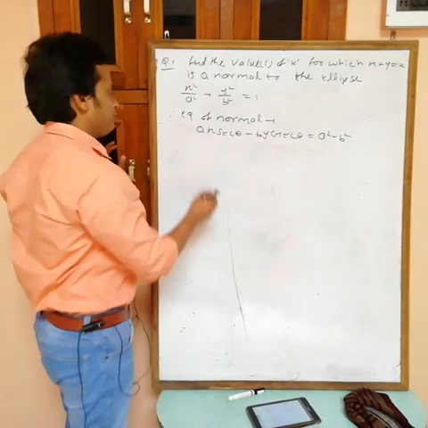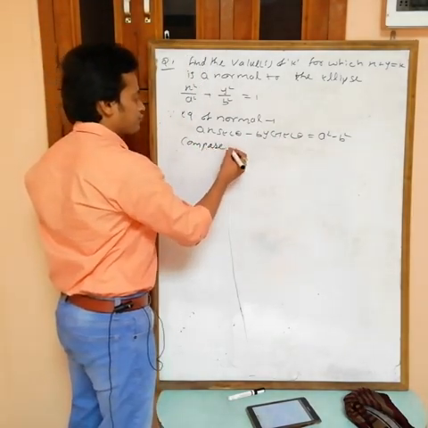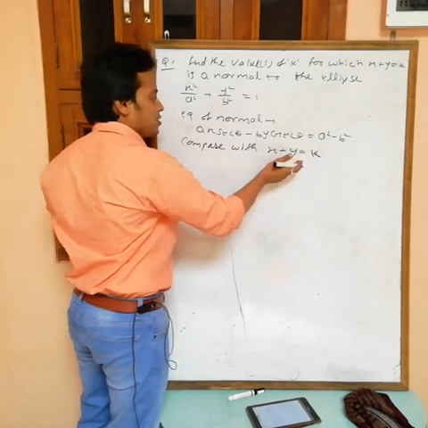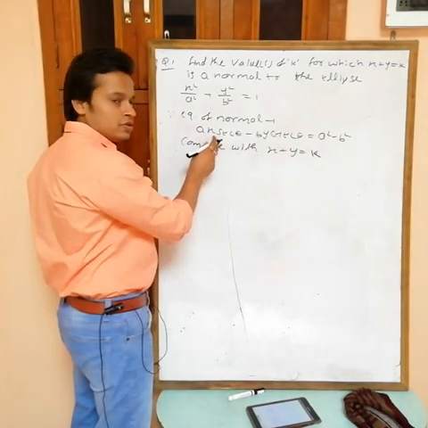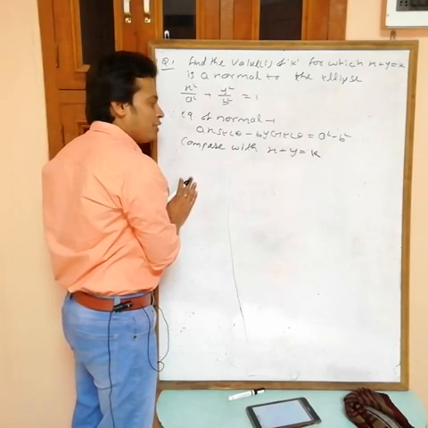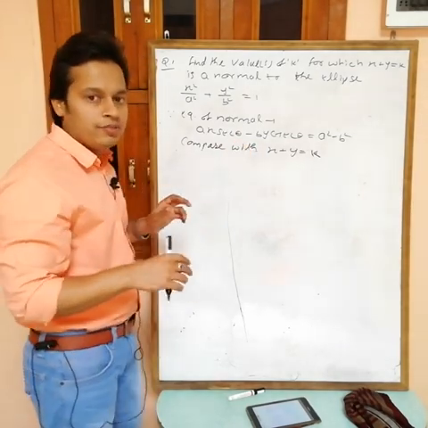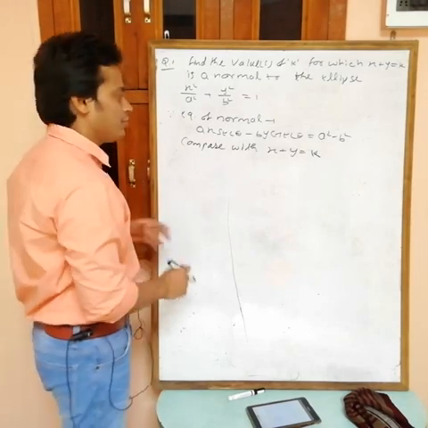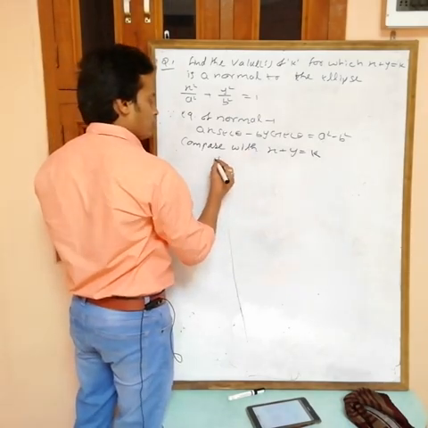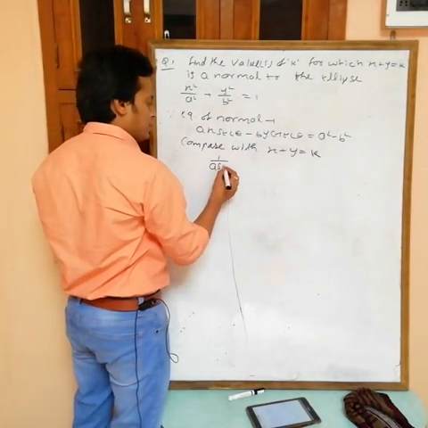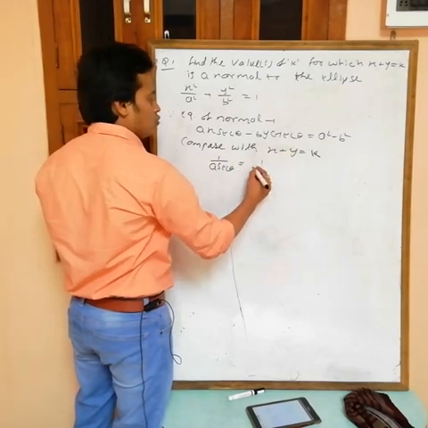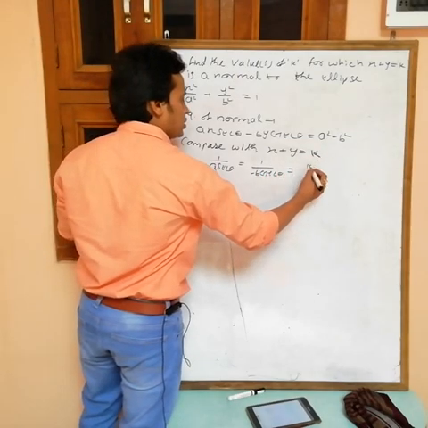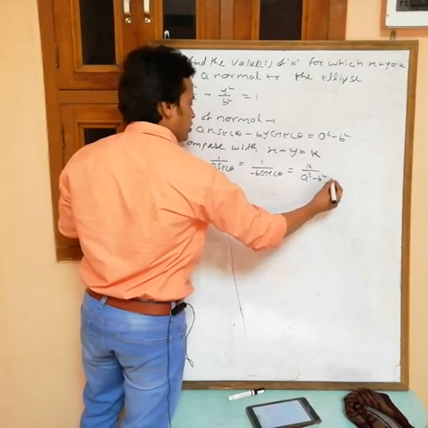So compare with x plus y equals k, because you want the value of k so that this also becomes normal to the ellipse, and the other is always normal to the ellipse. Both should become the same line. Two lines are the same if a1 by a2 equals b1 by b2 equals c1 by c2. So the coefficient of x is 1 by a sec theta, the coefficient of y is 1 by minus b cosec theta, and the constant term is k by a square minus b square.